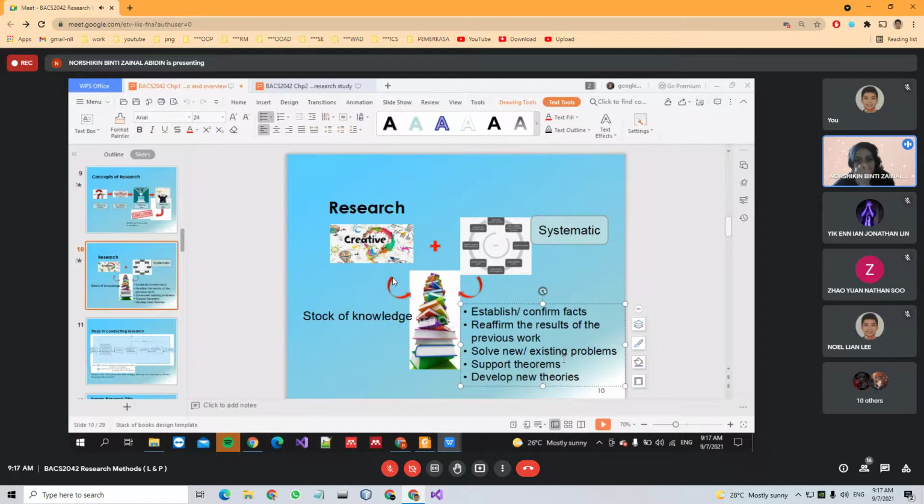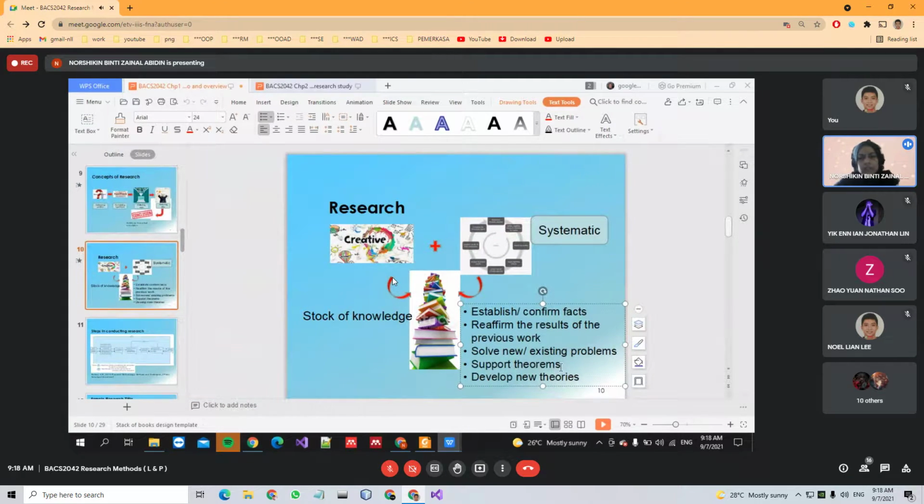Solve new or existing problem. In research, it can be a new problem or an existing problem. It can be anything, but you need to know that in research, you cannot plan a research that has already been done by people. If people have already done that work, you cannot simply copy their work. You cannot do what people have already done.